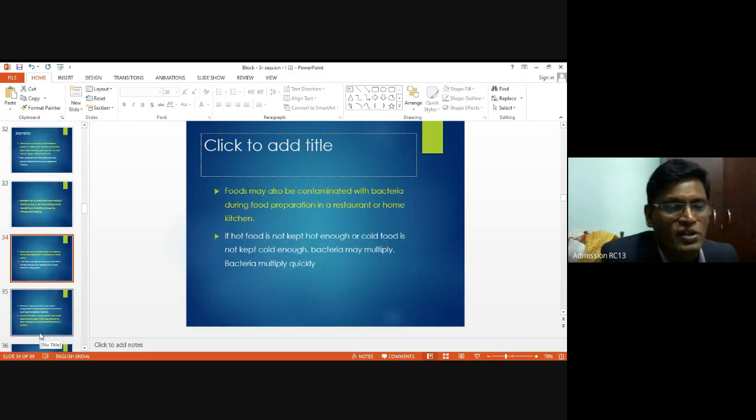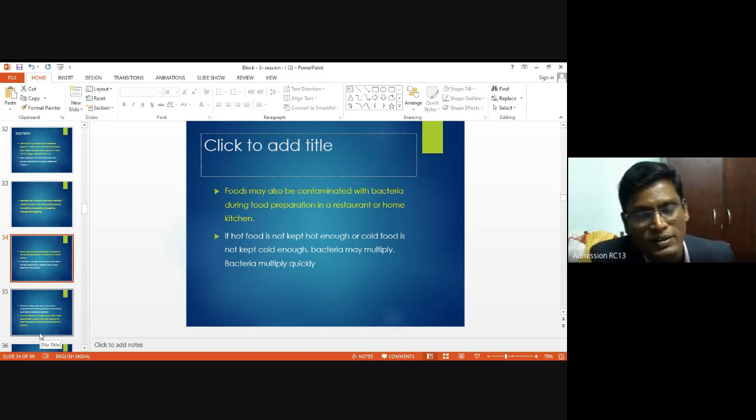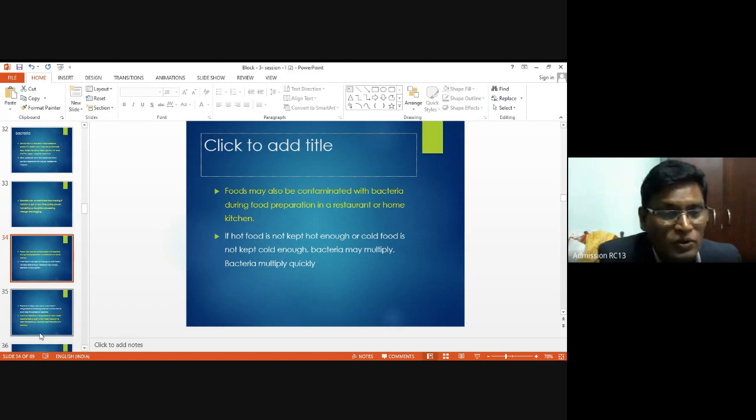Food may also be contaminated with bacteria during preparation in restaurants or home kitchens. So not only the place where the product is sold, but even in restaurants or home kitchens where the food is prepared, if it is not properly kept or maintained, there are chances of exposure to these microbes and the food will get contaminated.